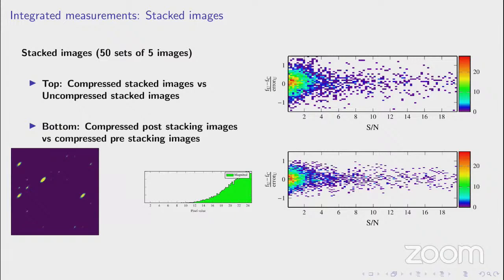And to study if there was a difference in the strategy to use, we tried using the uncompressed images and compressing them once they're stacked, and compared them to the previous ones. The result is that with compression after stacking, the effect of the compression is lower than with compression before stacking.